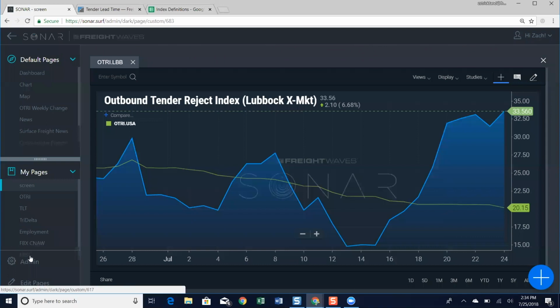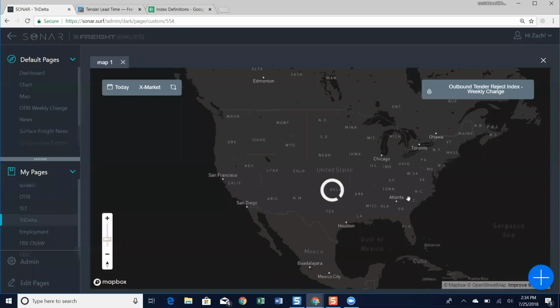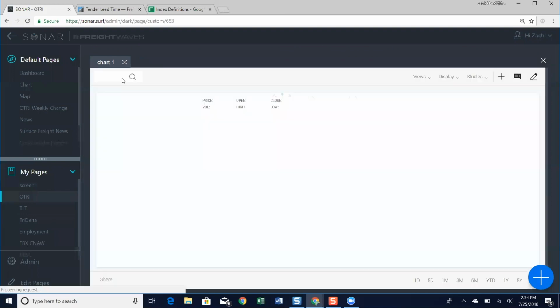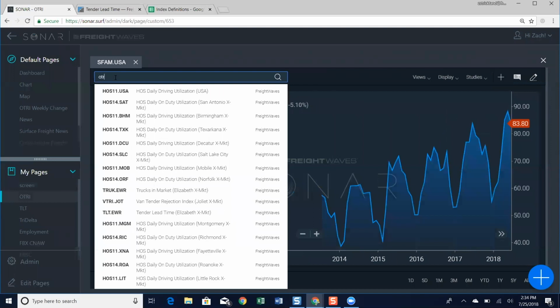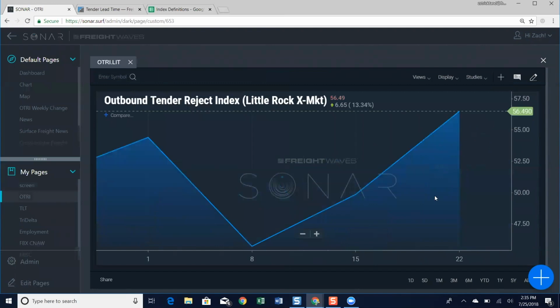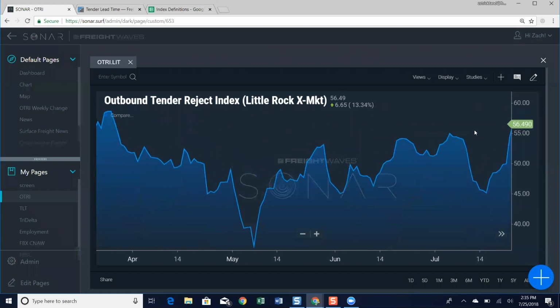I'm going to go back to the map again to pick out another market that we've seen spike up lately. Little Rock this week showed up with a significant tender rejection rate increase, as I type in my OTRI LIT. So Little Rock spiked significantly, and I can see that it is actually at one of the more elevated levels that it's been.